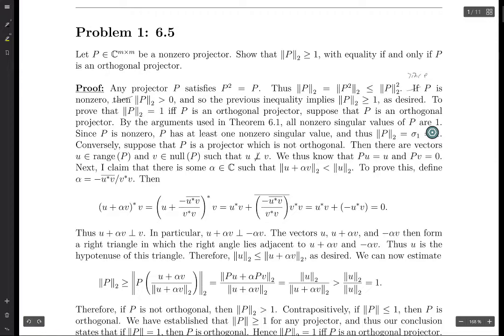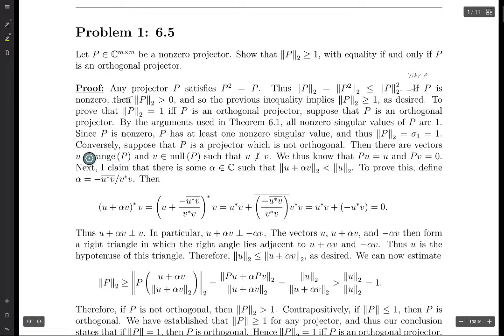So the singular values of a projector are a bunch of 1s and a bunch of 0s. In this case, P is non-zero, so P has at least one non-zero singular value, and so the largest singular value of P is therefore 1. And we know that the largest singular value of a matrix is the same as the two norm of the matrix, and so the two norm of P is precisely 1.